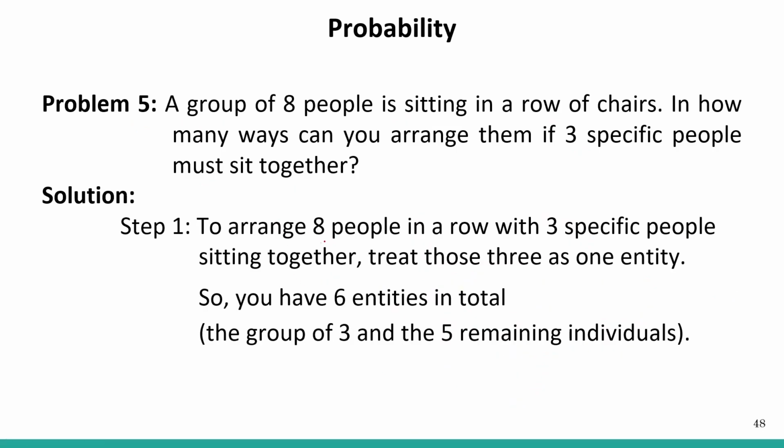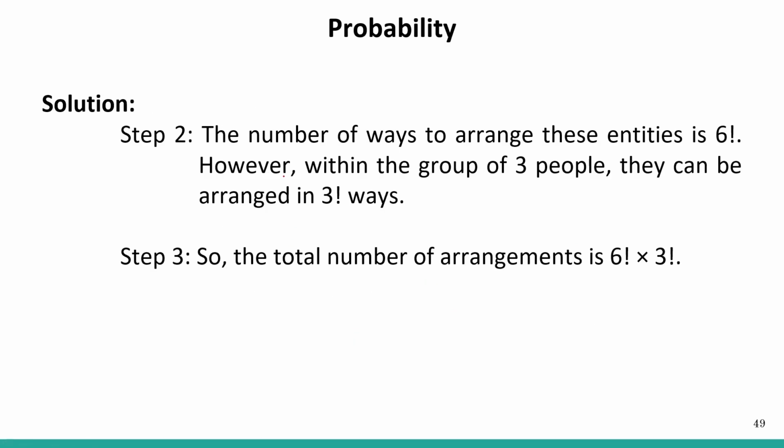Okay, so to arrange 8 people in a row with 3 specific people sitting together, treat those 3 as one entity. So we have 6 entities in total: the group of 3 and the 5 remaining individuals. So total 6 entities, right? If we choose the group of 3 as one entity, the number of ways to arrange these entities is 6 factorial.